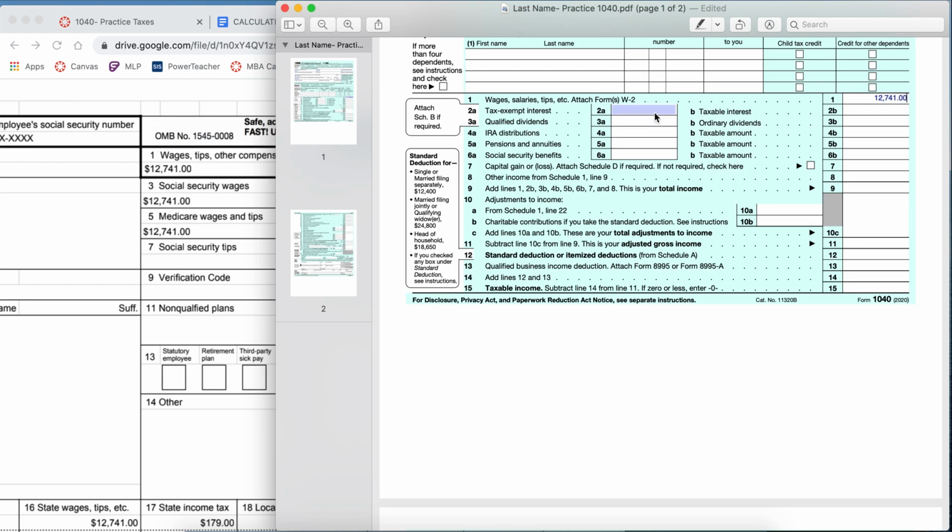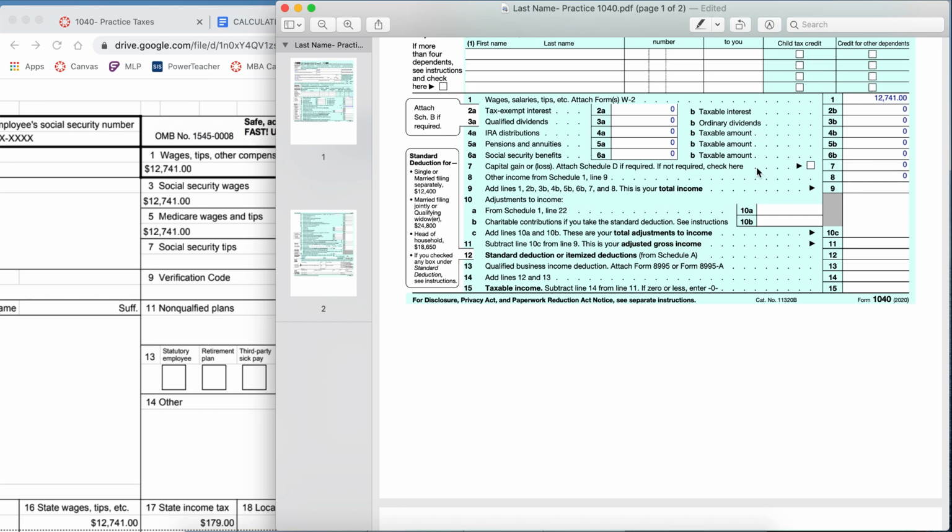Our cheat sheet says that lines 2A through 7 should all be 0. And we know that that is because she does not have any investments. She is not retired, so she is not receiving any retirement. And she is not 62, so she is not getting any Social Security. And she did not sell any major property to have a capital gain or loss. So those are all zeros. Line 8, any other income. Our cheat sheet tells us no, we do not have any other income.